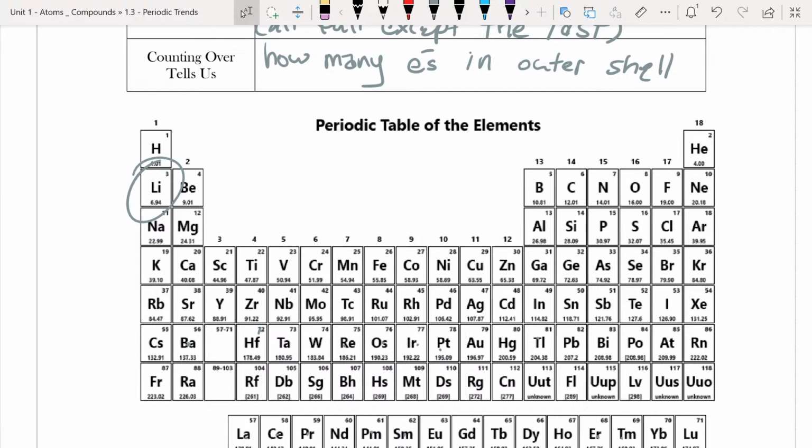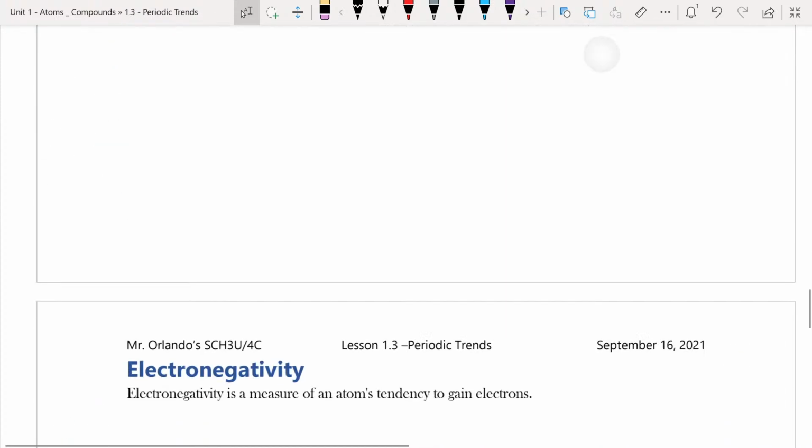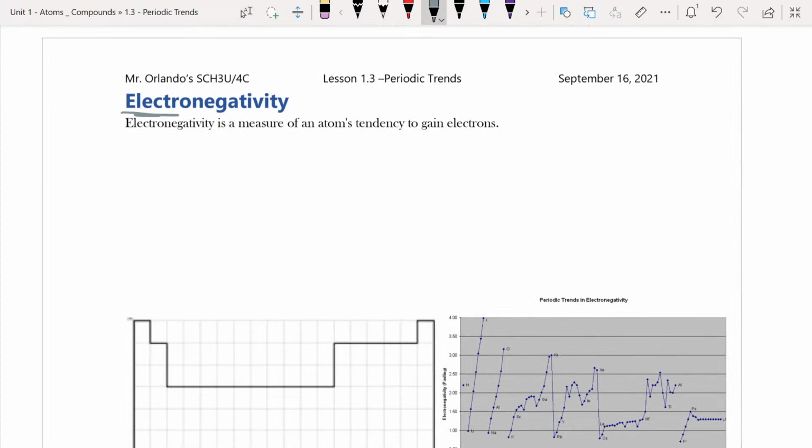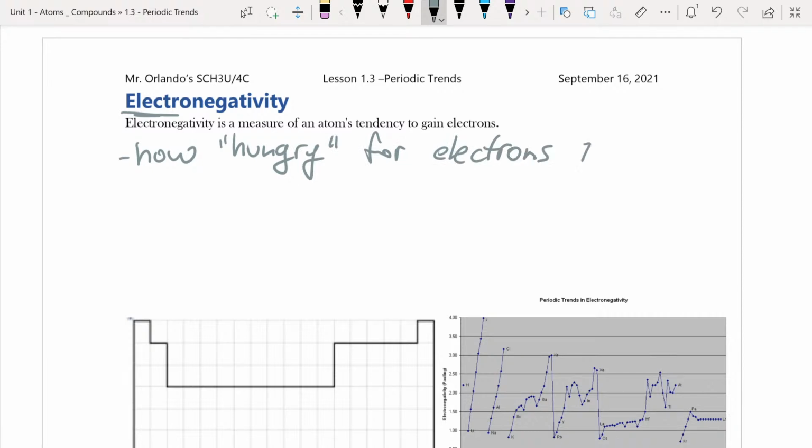Listen, there's 20 kids in this class. That's less than 2 from each. I can do that. But the reality is everything in the first column is just going to lose them. Does that make sense? Because it's a lot easier to lose 1 electron than it is to gain a bunch. So we measure this with a trend called electronegativity. Electronegativity is how hungry for electrons an atom is.